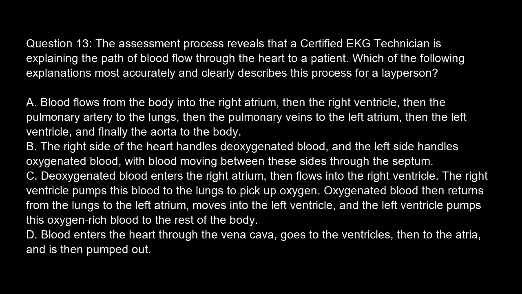Question 13. The assessment process reveals that a certified EKG technician is explaining the path of blood flow through the heart to a patient. Which of the following explanations most accurately and clearly describes this process for a layperson? Option A. Blood flows from the body into the right atrium, then the right ventricle, then the pulmonary artery to the lungs, then the pulmonary veins to the left atrium, then the left ventricle, and finally the aorta to the body. Option B.